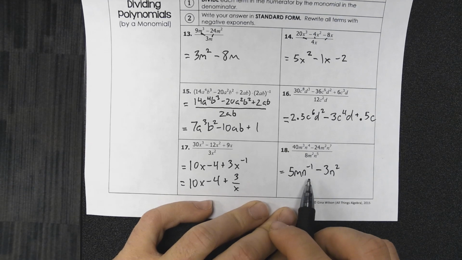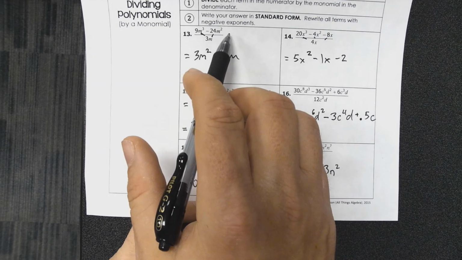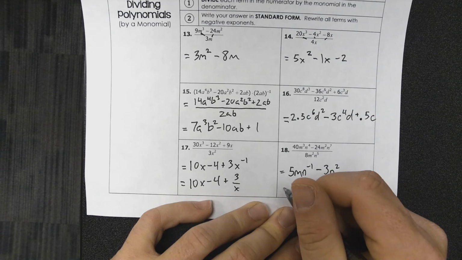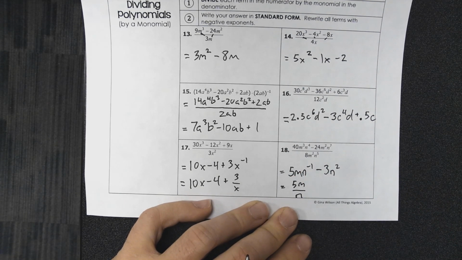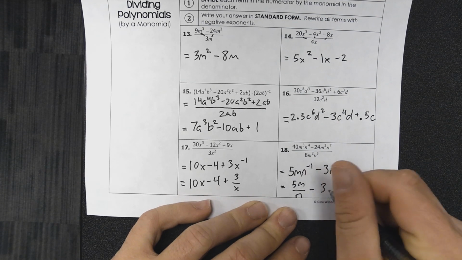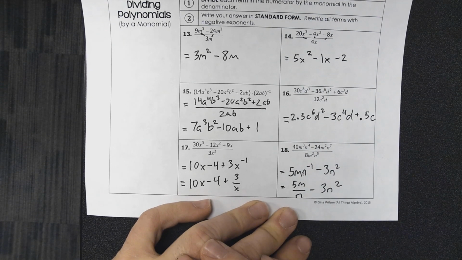And remember, we don't want any negative exponents in our answers, as per the directions up here. So remember, a negative exponent means reciprocal, so that negative exponent is going to flip that n down to the denominator for the first term. And there's our answer.